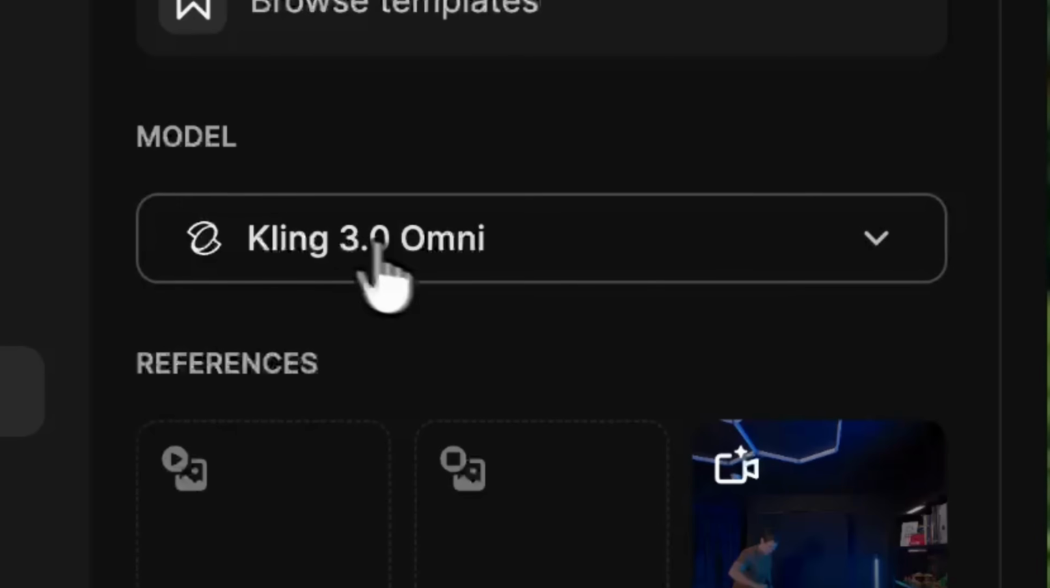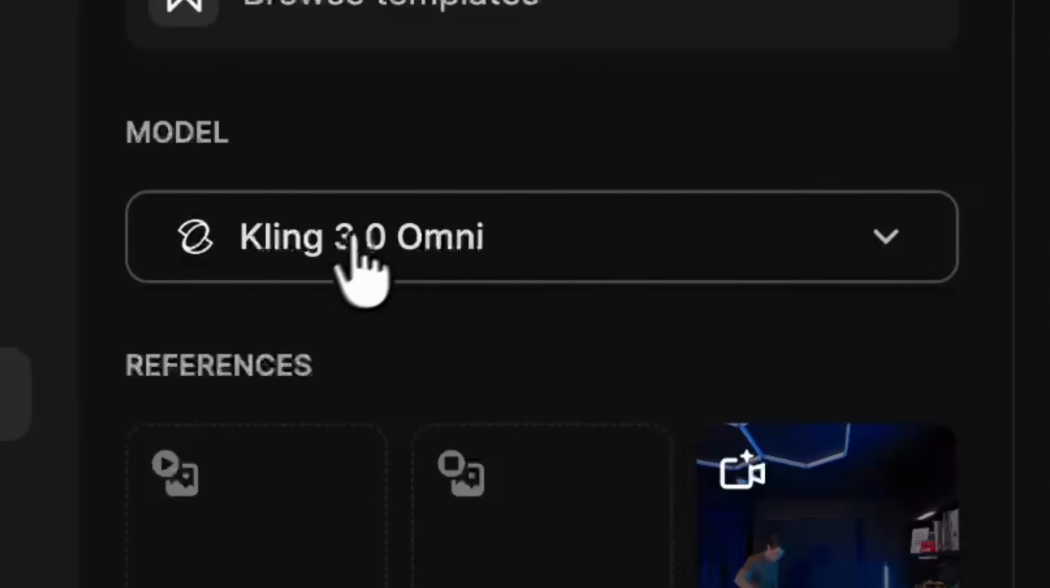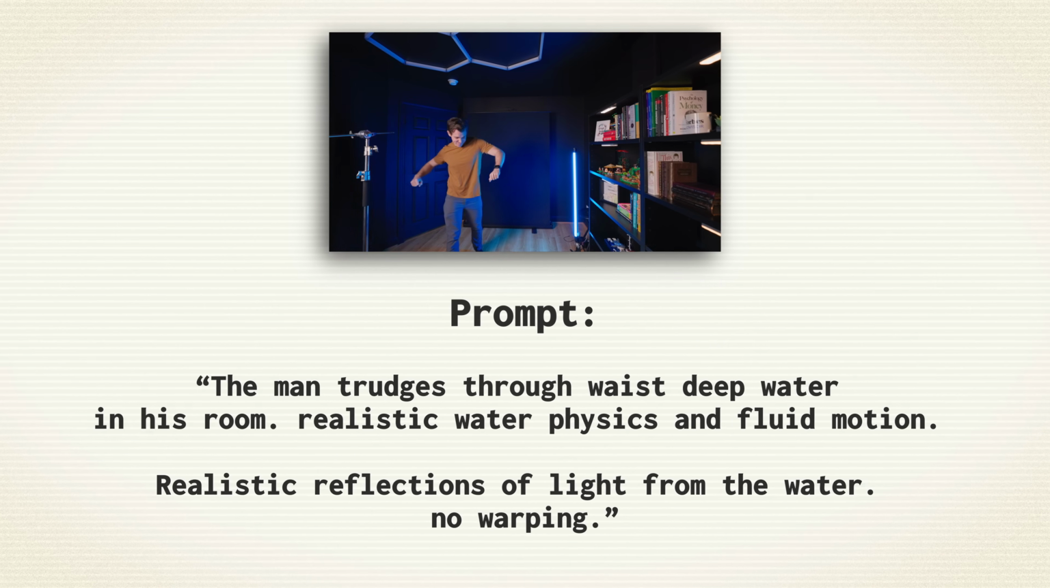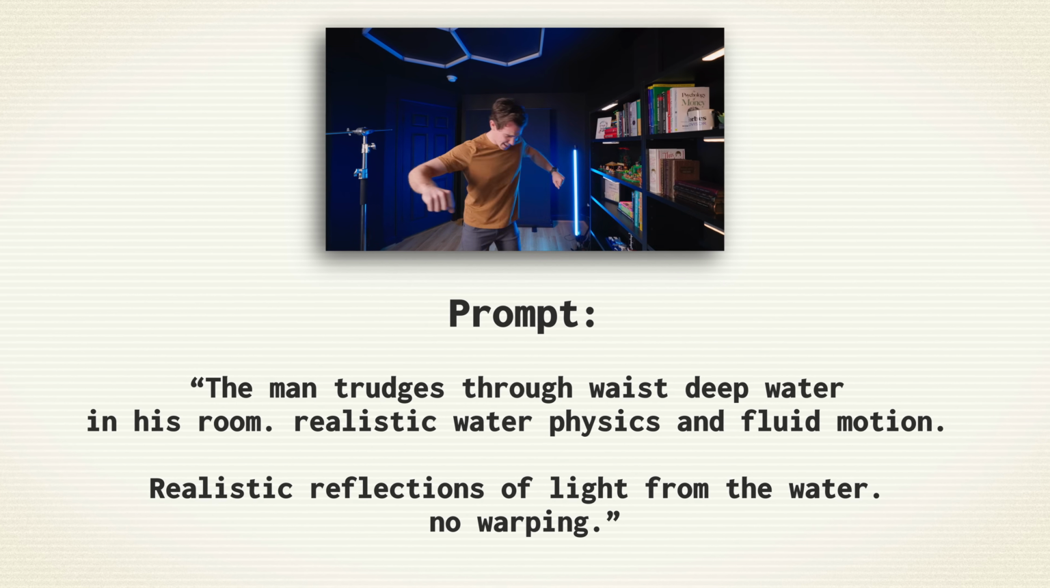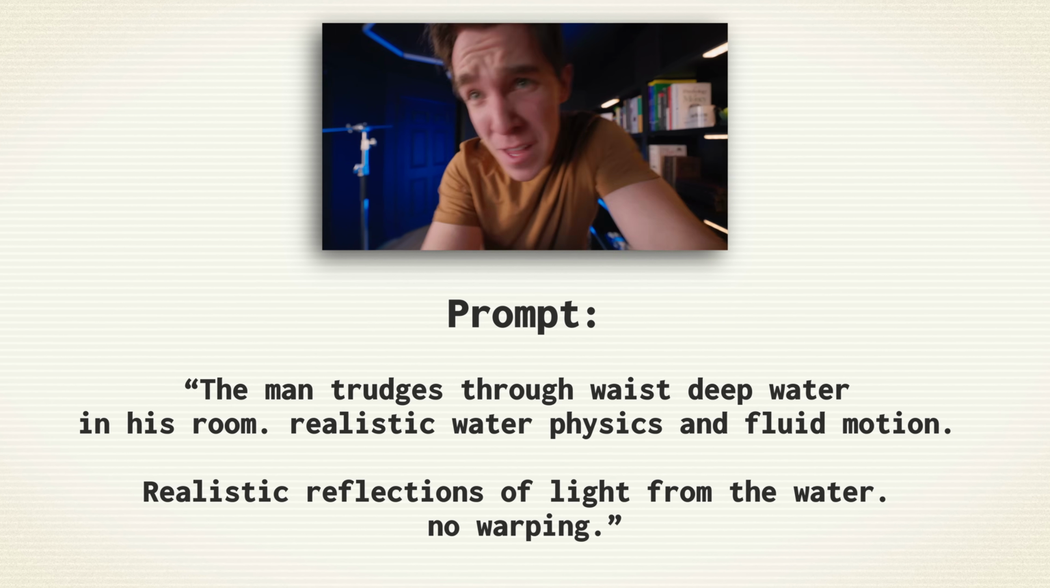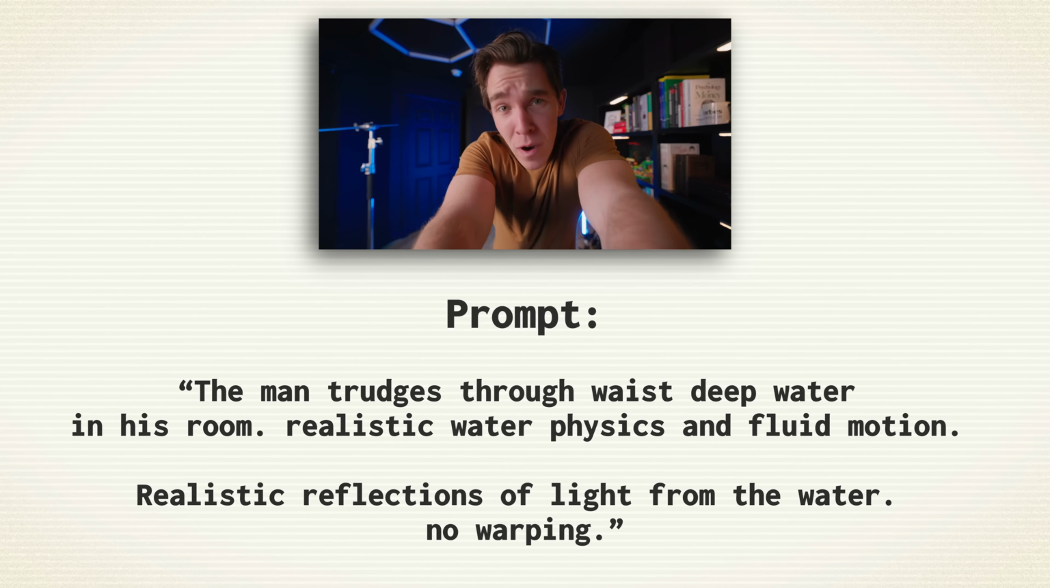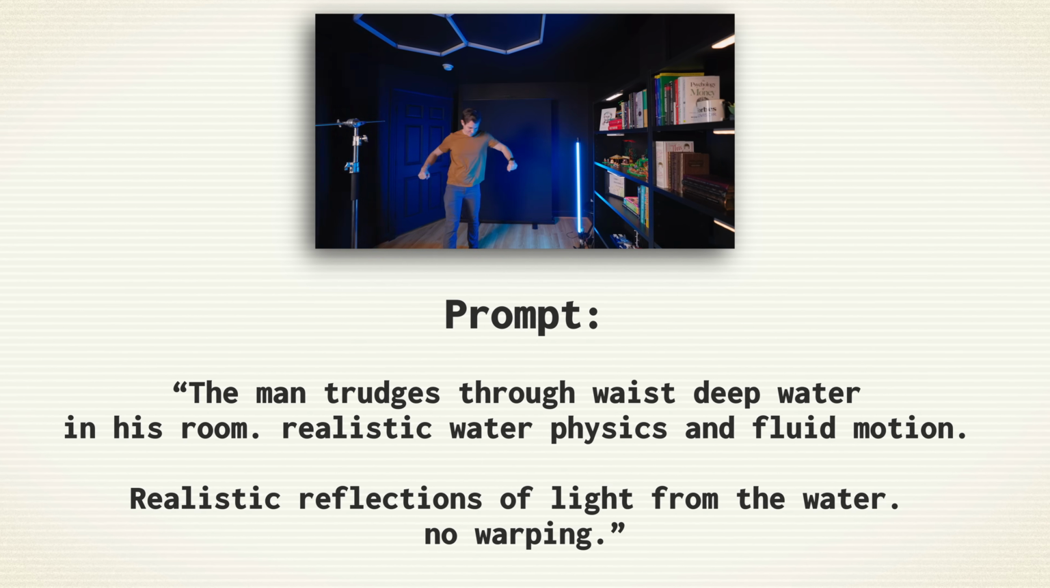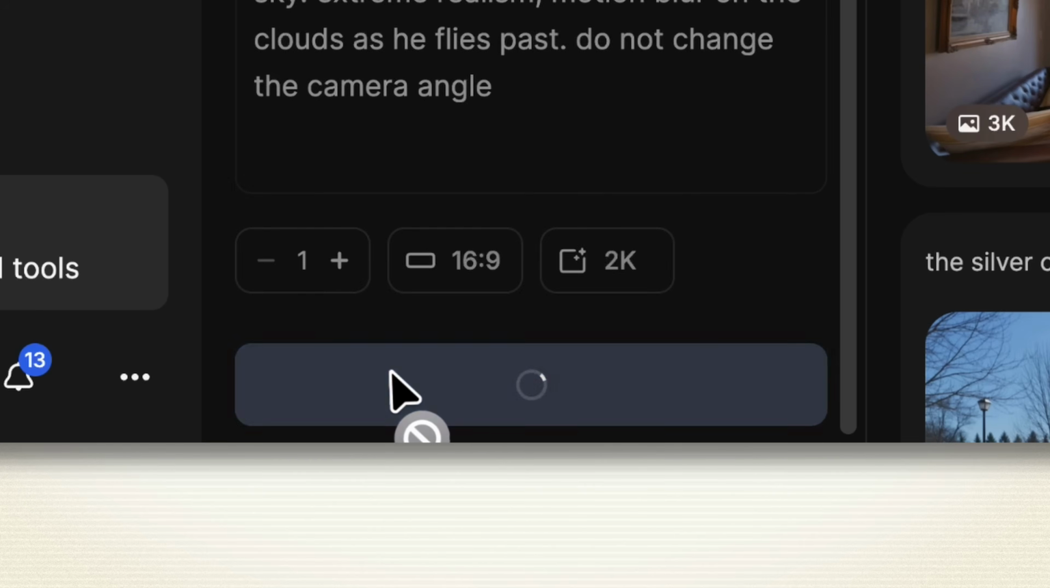The best one out there is Kling 03, also known as Kling 3 Omni. Once your source video is uploaded, enter this super simple prompt. The man trudges through waist-deep water in his room. Realistic water physics and fluid motion. Realistic reflections of light from the water. No warping. Hit generate, and after just a few minutes, you should have something that looks like this.